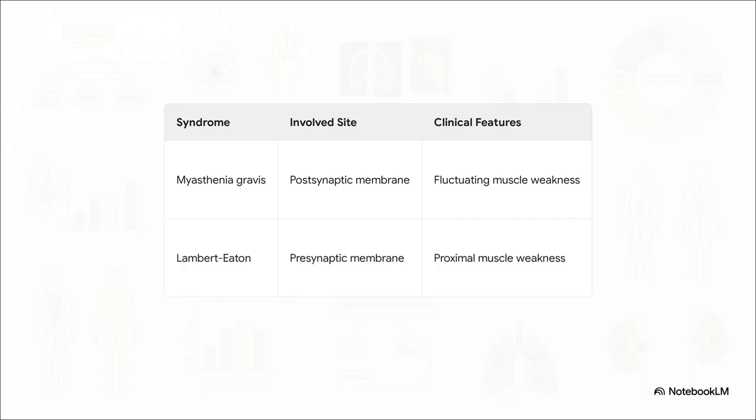This is a paraneoplastic syndrome, which means a workup for small cell lung cancer is absolutely mandatory. For treatment, you target the underlying tumor while using symptomatic therapies to increase presynaptic acetylcholine release.